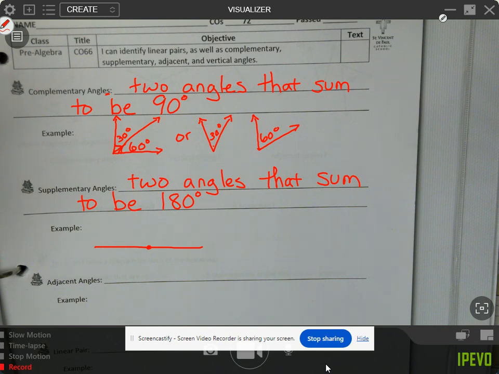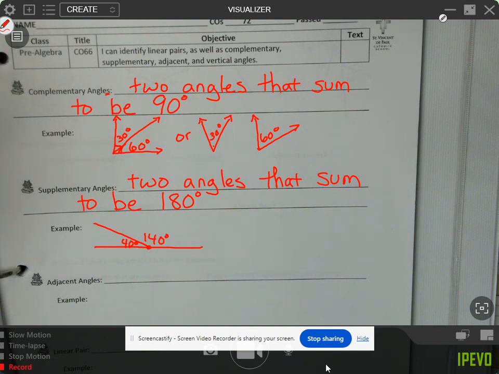So just like with the complementary, they could be right next to each other. So I could have this. That kind of looks like maybe 40 degrees. So if this is 40 degrees, what does this side have to be? 140 degrees, because that straight angle is 180 degrees. So if I put 40 over here, that would have to be 140. So it equals 180 degrees.